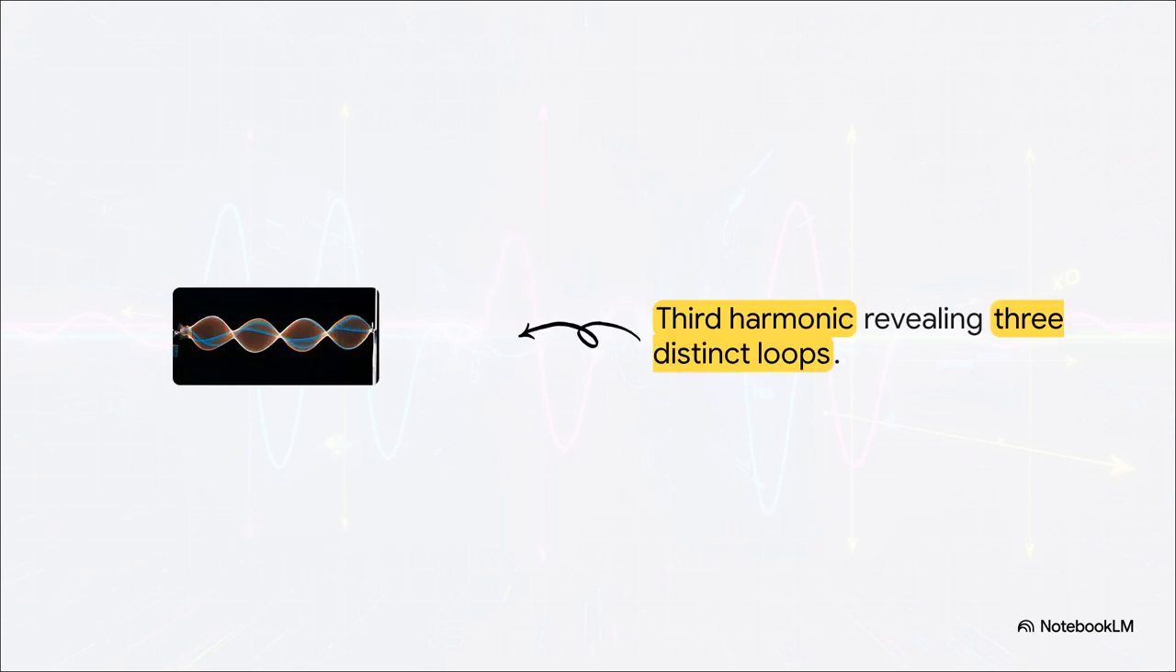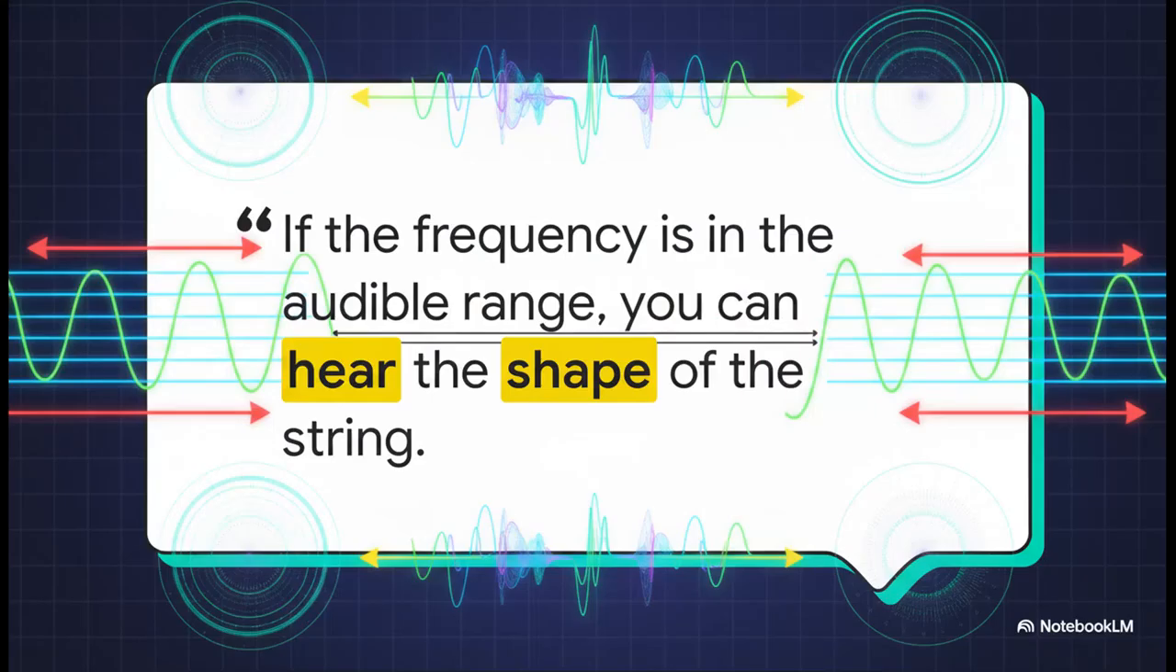A full wavelength now fits perfectly on the string. Moving up again, we hit the third harmonic. The pattern subdivides once more into 3 distinct oscillating loops. And this really shows how specific resonant frequencies mathematically lock the string into higher integer multiples. You can't get 2.5 loops on a fixed string. It's got to be a whole number, like 1, 2, or 3, determined entirely by the length of the string and the wave's speed.